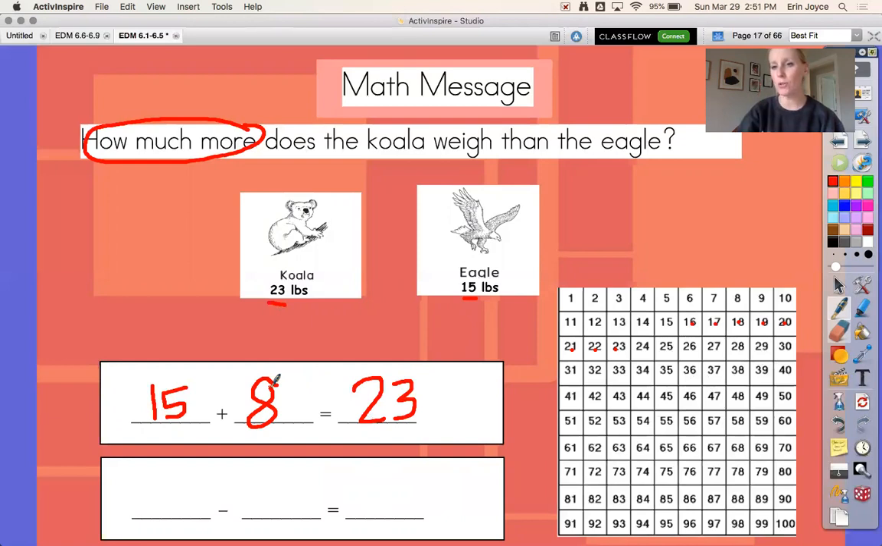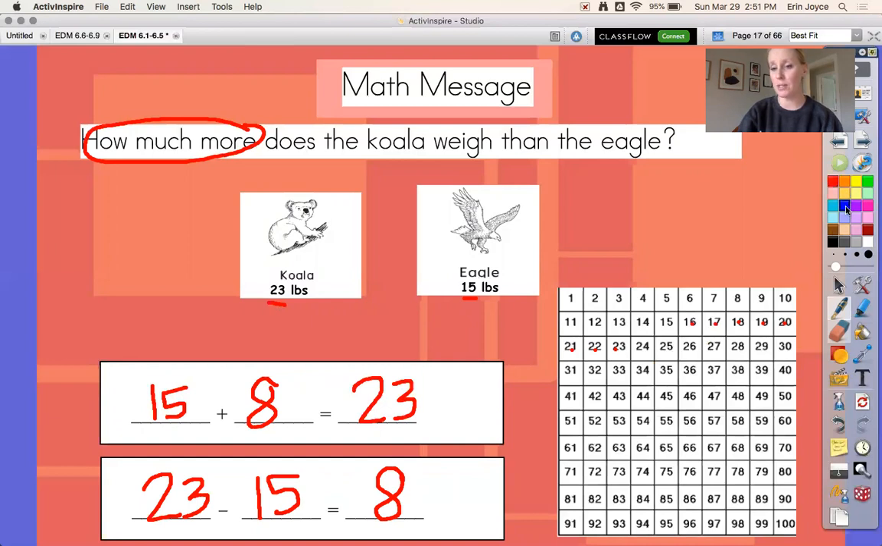Let me just show you how I turn this into subtraction though. If it were subtraction, I would start off with the heaviest weight, right? The weight of the koala, it's 23 pounds. I'm going to put my largest number first, and I'm going to subtract the weight of the eagle. So I'm going to subtract the 15. In that case, 23 minus 15 would also equal 8, because I know that whenever I have a number sentence, I can turn it around and these three numbers will go together as an addition sentence or a number sentence. But let's just prove it quickly.